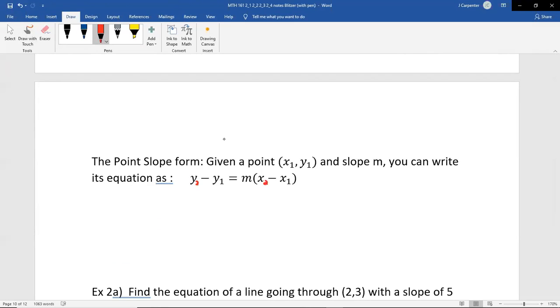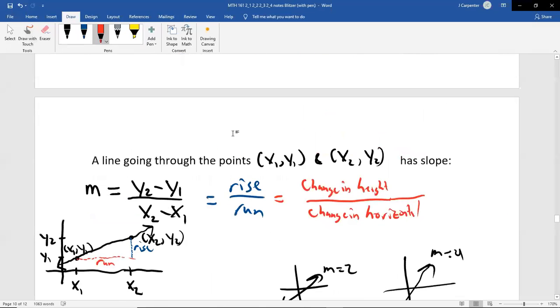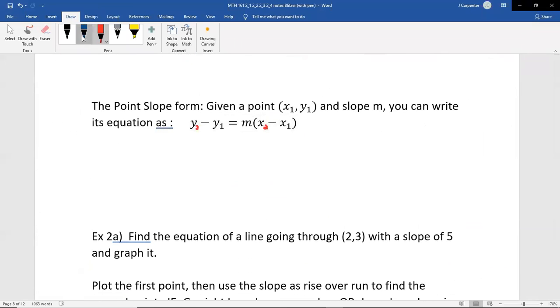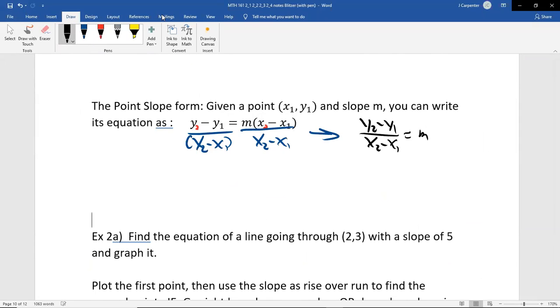Now look at this: y2 minus y1, x2 minus x1, and there's an m. These are the same components that were in your slope formula, which was right here: y2 minus y1, x2 minus x1, and an m. In fact, what we see here is just an algebraic rearrangement of what we have here. If I were to divide both sides by that parentheses, what you end up with, and I'm going to erase this in just a second, I'm just showing you something, is the slope formula, y2 minus y1 over x2 minus x1 equals m.